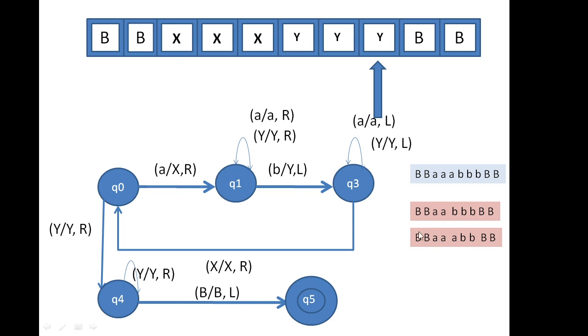Okay. Now we encounter a B. So we encounter a B, not an X or a Y. So this goes into an unacceptable state, and this string will also be rejected. So the only strings that get accepted are those with an equal number of A's followed by an equal number of B's. I hope you have understood this well.